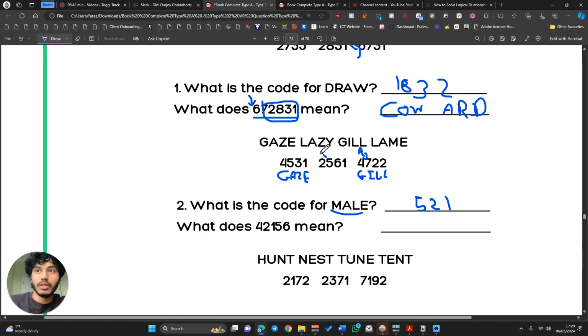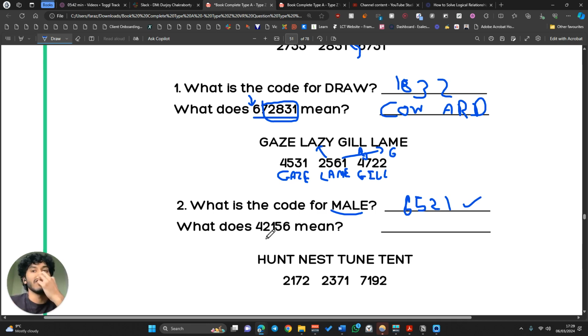So is this going to be lazy or is this going to be lame? Let's have a look. Well, we know it starts with L, we know 5 is A, and we know 1 is E, sorry. Meaning this is going to have to be lame, and 6 is therefore M. So we can put this in. That means 6521. That's our answer for male.